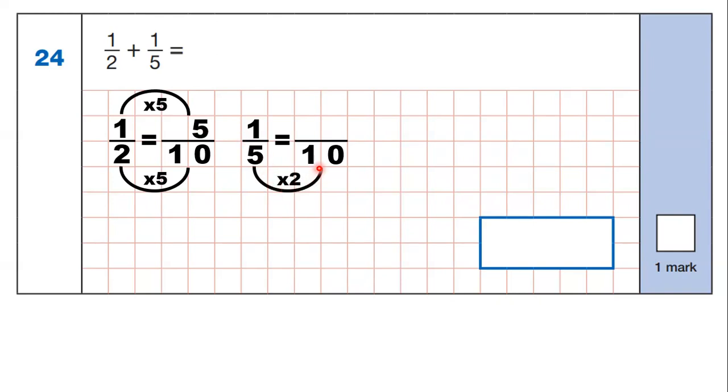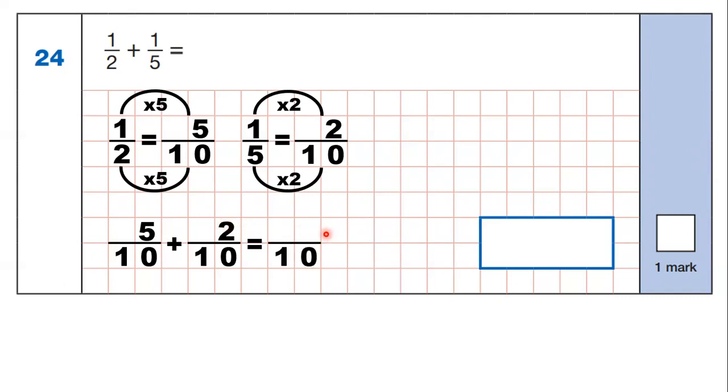5 times 2 is 10, and 1 times 2 is 2. So instead of 1/2, we can write 5/10, and instead of adding 1/5, we can add 2/10. To add fractions, we keep the denominator the same and add the numerators, so our answer is 7/10.